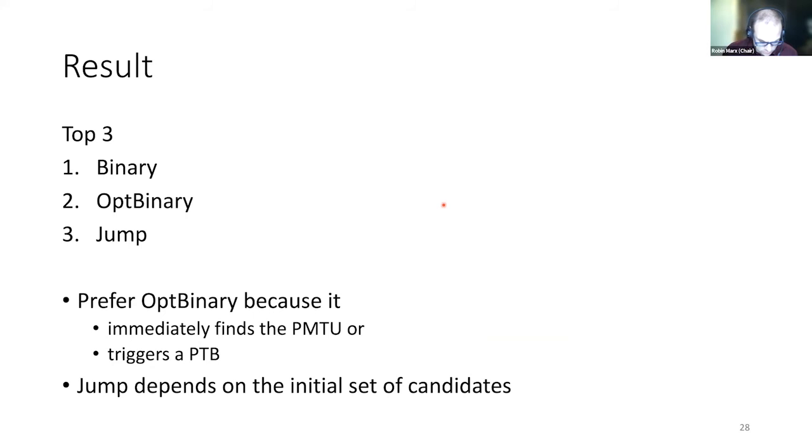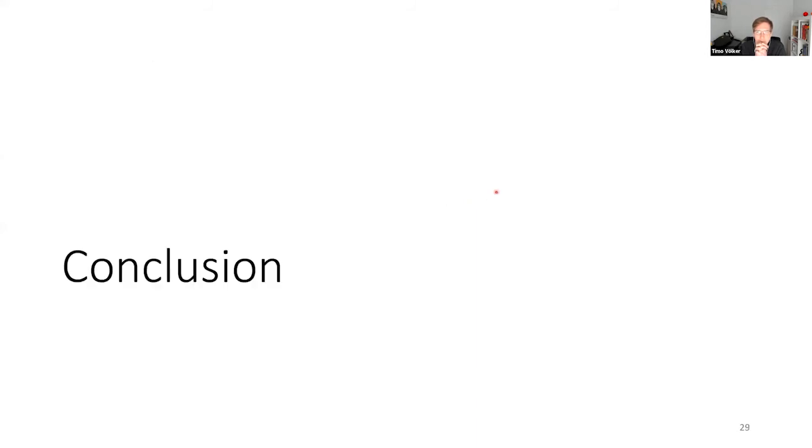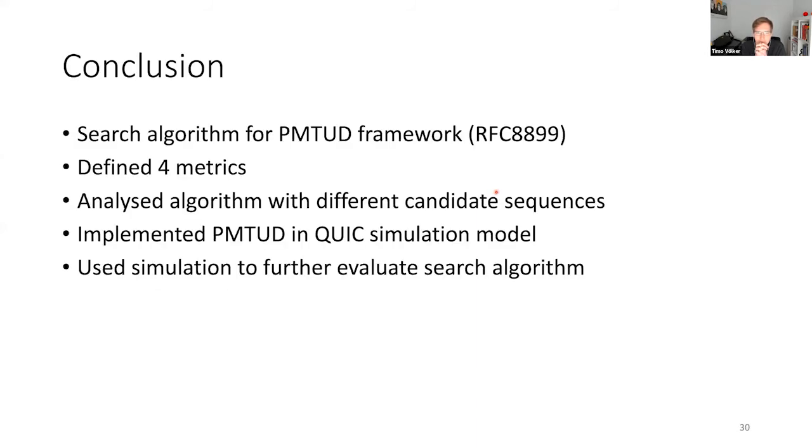The jump algorithm depends on the initial set of candidates. If one knows an accurate and small set of candidates, it could outperform the binary algorithms. Okay, let me conclude our work.